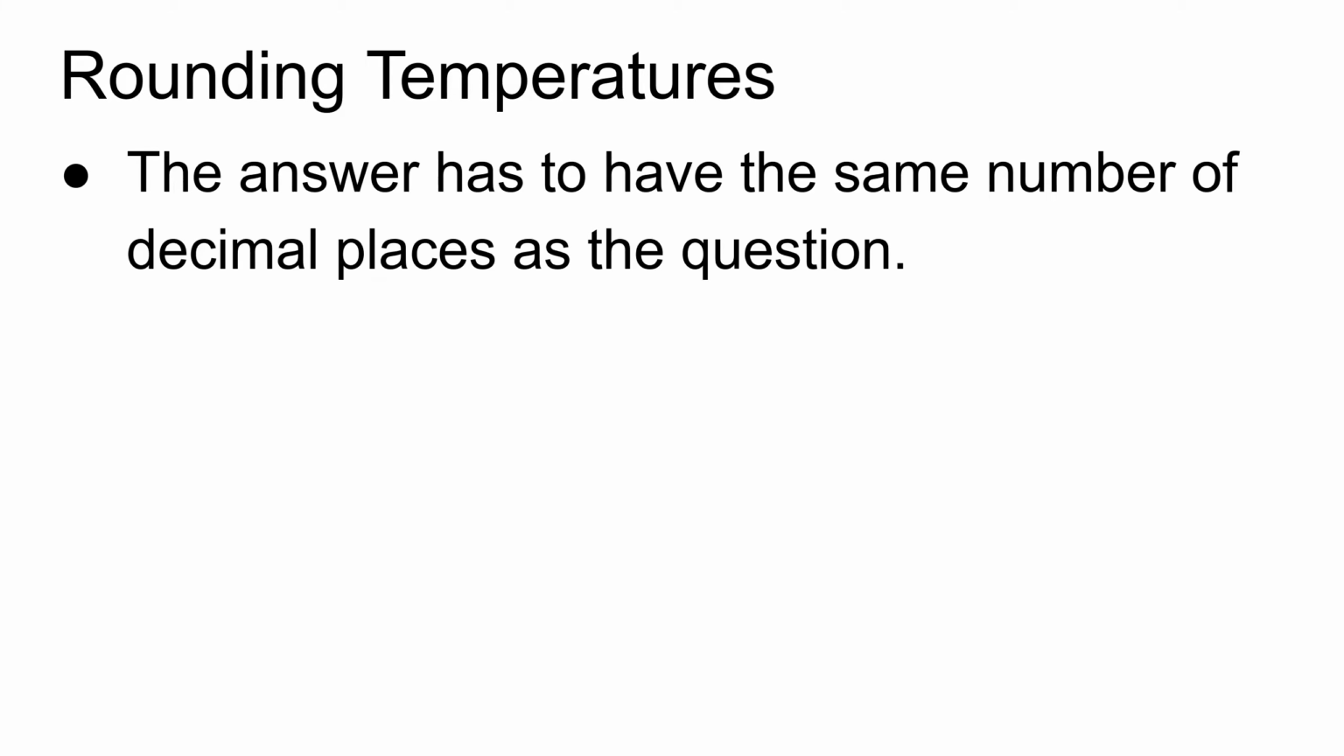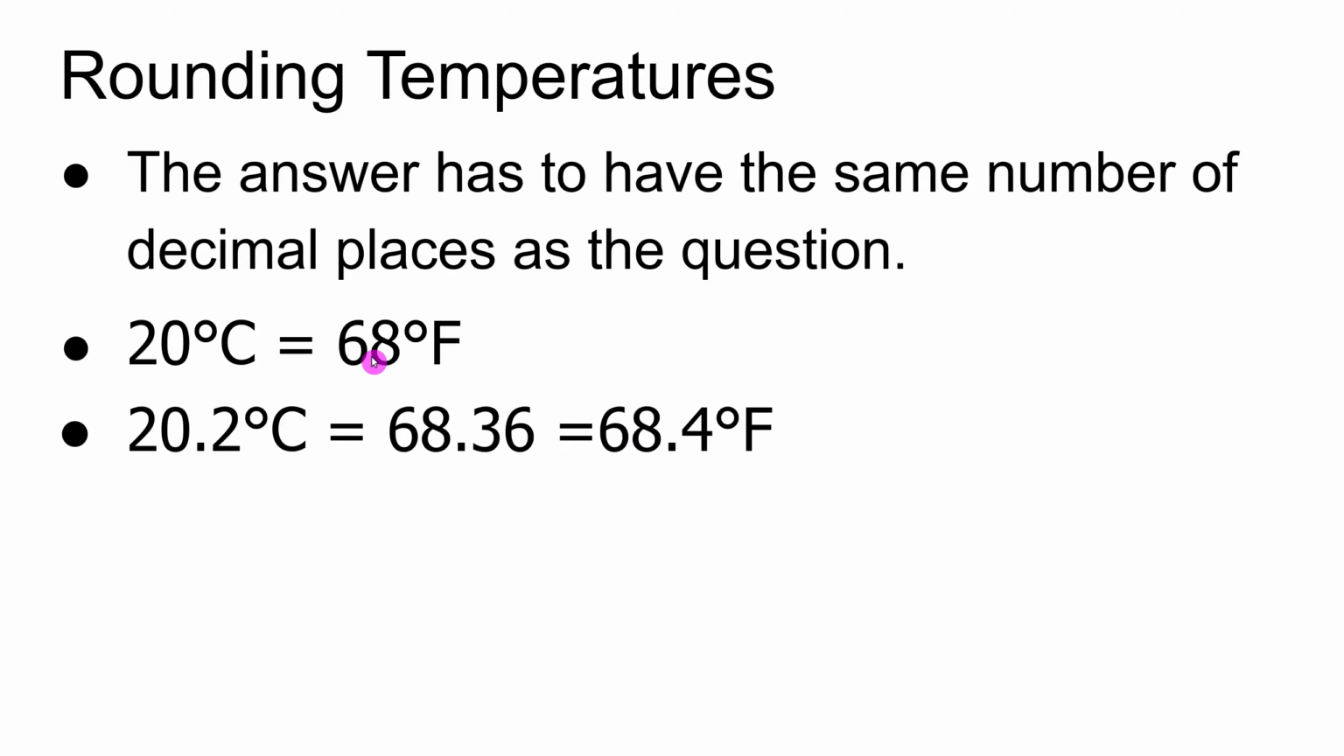So, rounding temperatures. The answer has to have the same number of decimal places as the question. In this case, if I asked you to convert 20 degrees Celsius, the output has to have the same number of decimal places: integer in, integer out. If I gave you 20.2 and you plug that into the formula, you'd get 68.36. That would be wrong. The question had one decimal place, so the answer has to have one decimal place. You'd have to round the 0.36 to 0.4.